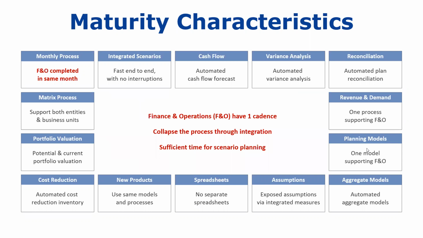The first relates to the monthly process. The point here is that finance and operations really have one process with one cadence. And this process is collapsed through integration in sufficient time to have time for scenario planning. One of the problems that companies experience as they get bigger and more complex is that they can't get through a rolling forecast and a sales and operations planning process in the same month. If you can't do that, it's telling you that you're not integrated. And that's a big problem for a lot of companies as they get more complex.